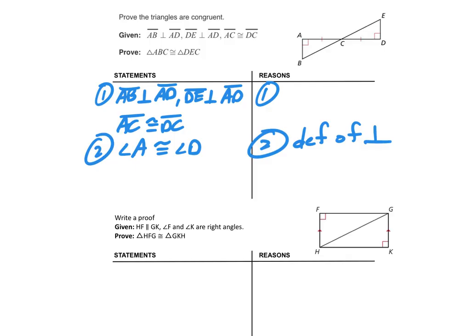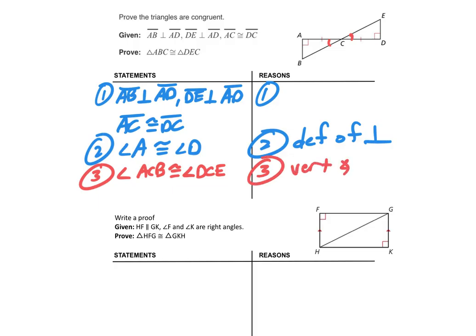Do we see something that is a common theme today? Ryan, what do you think? Vertical angles again, right? These two angles are congruent. So we're going to say angle ACB is congruent to angle DCE. By this point, we've probably seen that eight times today. Okay, it's a common theme.